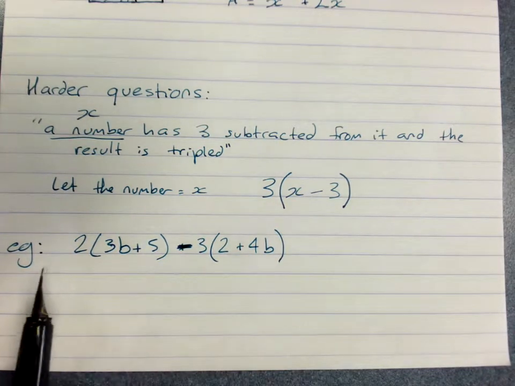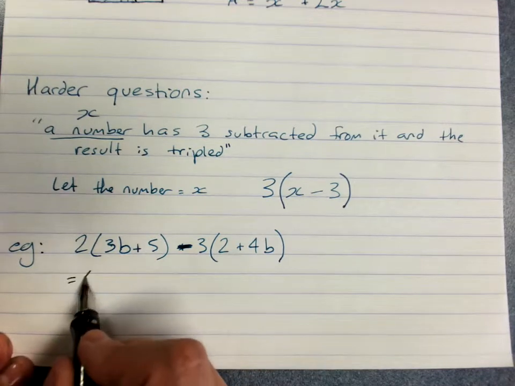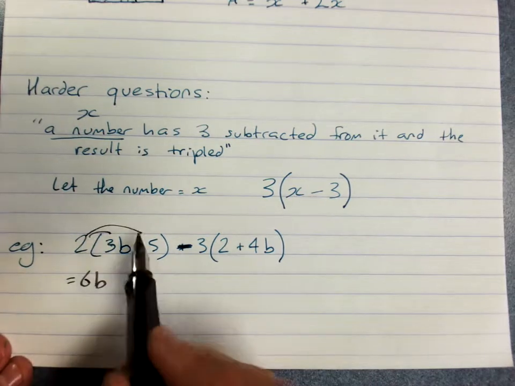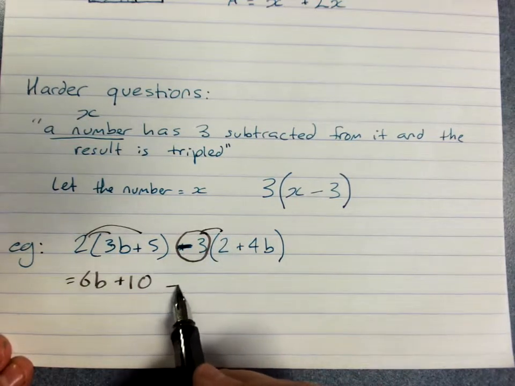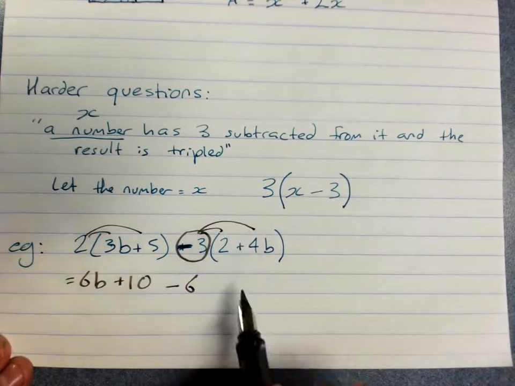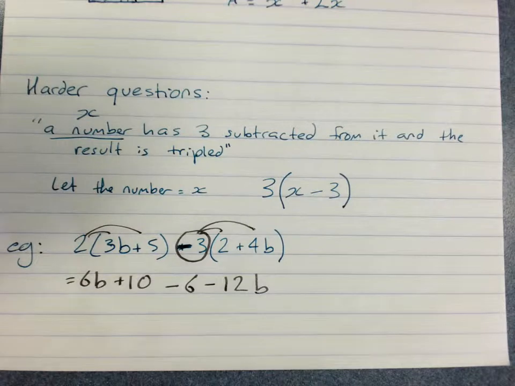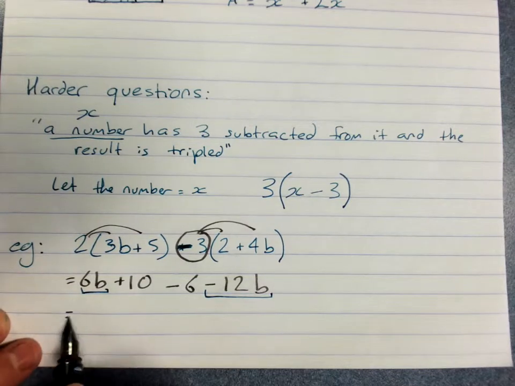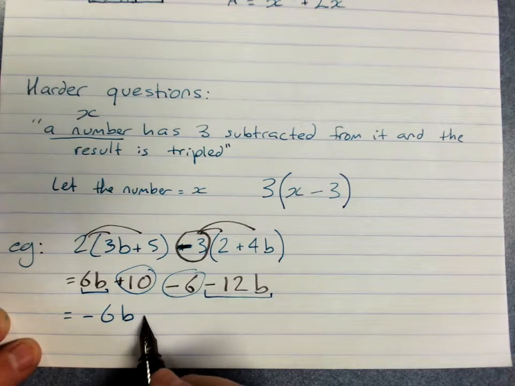So here you see we've got an expression that has 2 brackets that will have to be expanded. You expand them separately. 2 times 3b is 6b. Don't forget your little arrows. You don't have to do them, but they're useful. 2 times 5 is 10. Now, this is negative 3 times 2. That's minus 6. Negative 3 times 4b is minus 12b. So now you've got an expression and you start looking for like terms. 6b minus 12b, well that will be negative 6b, plus 10 minus 6, that will be plus 4.